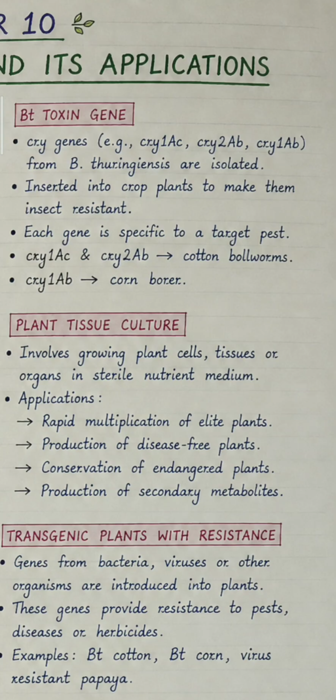And the next one is the Bt toxin gene. Cry genes, for example cry1Ac, cry2Ab, cry1Ab, are taken from Bacillus thuringiensis and inserted into crop plants to make them insect resistant. Each gene is specific to a target pest: Cry1Ac and Cry2Ab for cotton bollworms, and Cry1Ab for corn borer.